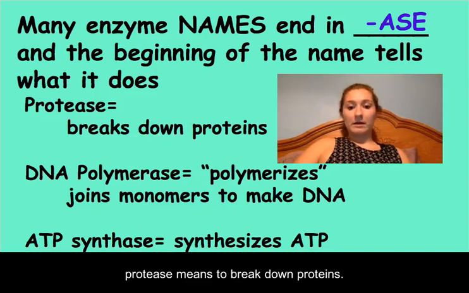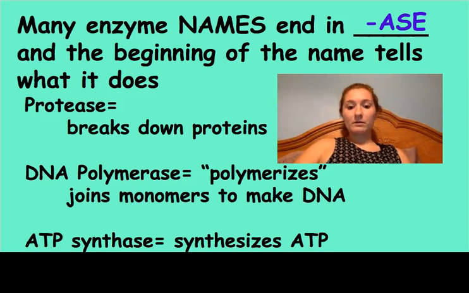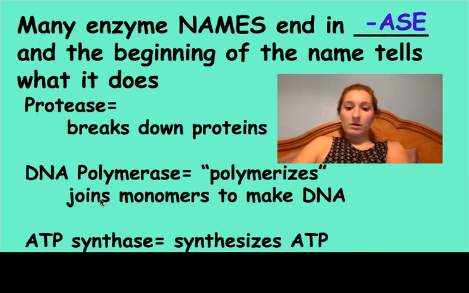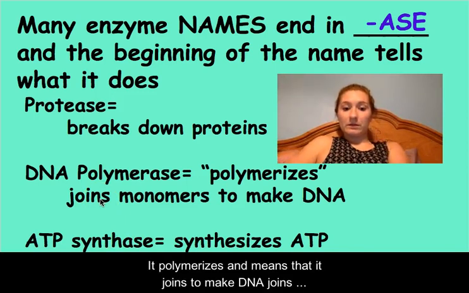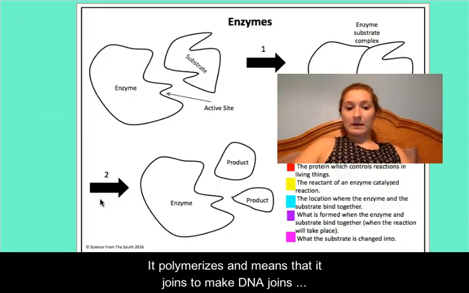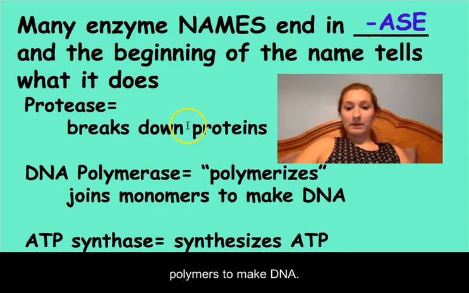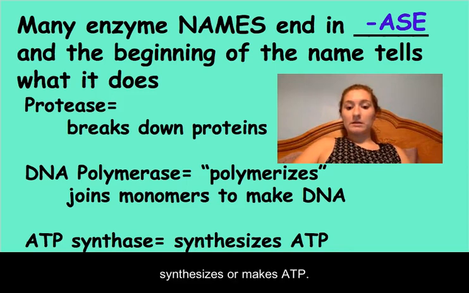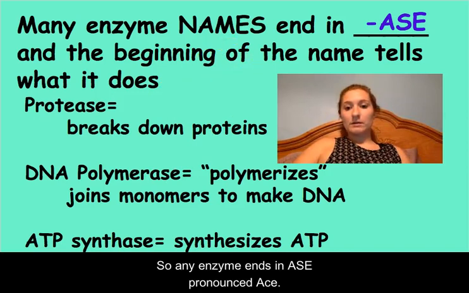Protease means to break down proteins. The second one, DNA polymerase, which we will talk about, polymerizes, which means that it joins polymers to make DNA. And then the last one, ATP synthase, means that it synthesizes or makes ATP. So any enzyme ends in ASE, pronounced ACE. And your seventh and final keyword is conditions.